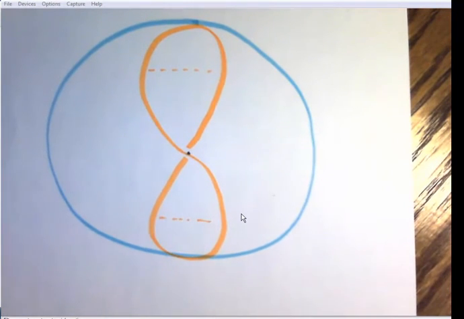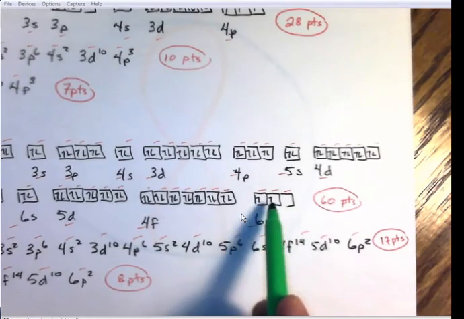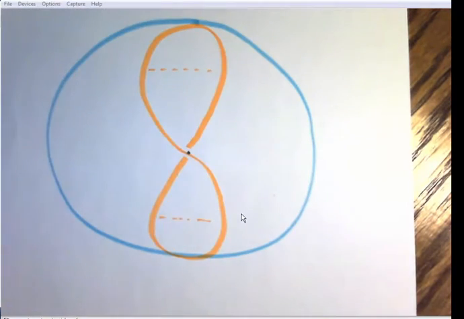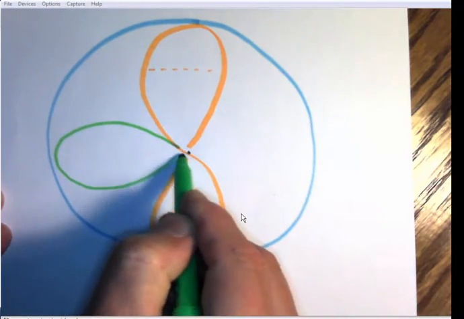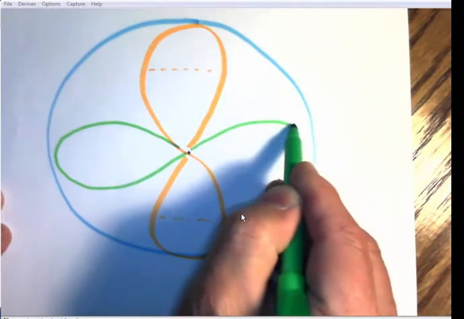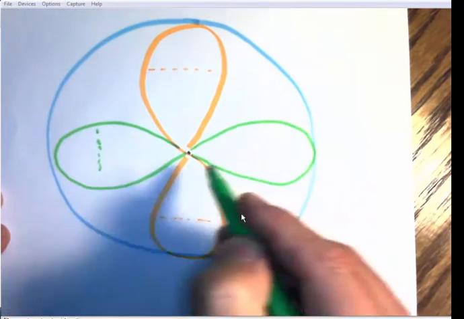So that's one p orbital, and then we've got three of those p orbitals. If we look at the orbital notation, we can see we've got three p orbitals. We draw it out this way. And the second p orbital is going to be 90 degrees to the first one. Okay, and again, it's just the top part of it.